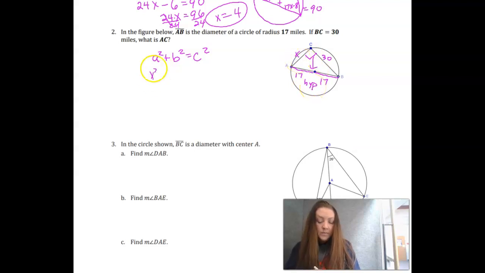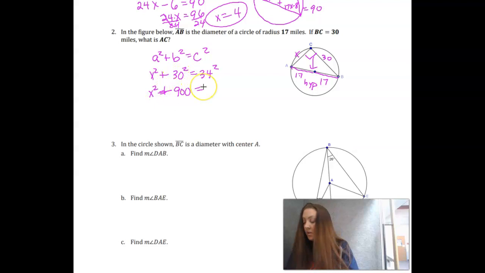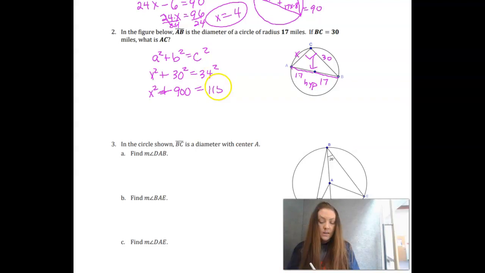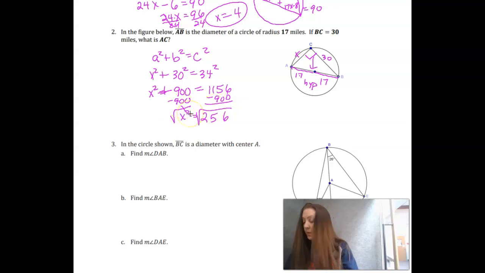So I've got x squared plus my other side is 30. And I need this entire length. So 17 plus 17 is 34. And now hypotenuse should be the longest side. So x squared plus 30 squared, oops, that's a plus, is 900. 34 squared, I don't know that one, is 1156. Okay, so now we need to solve for x, so I'll subtract 900. So x squared equals 256.